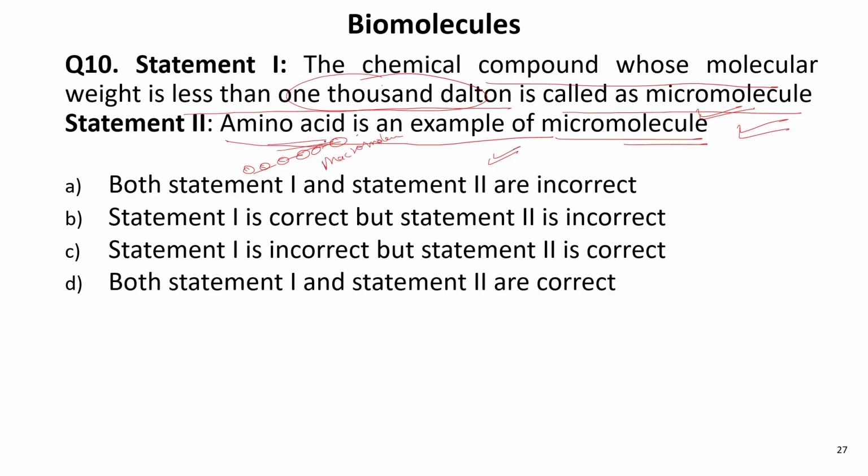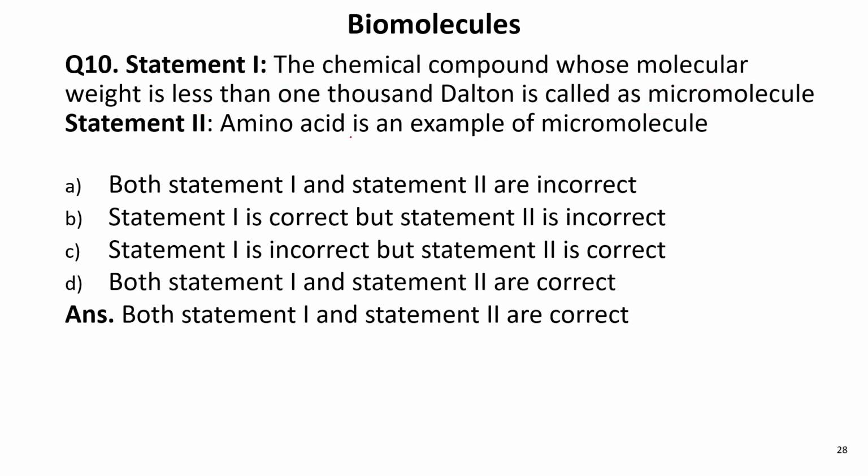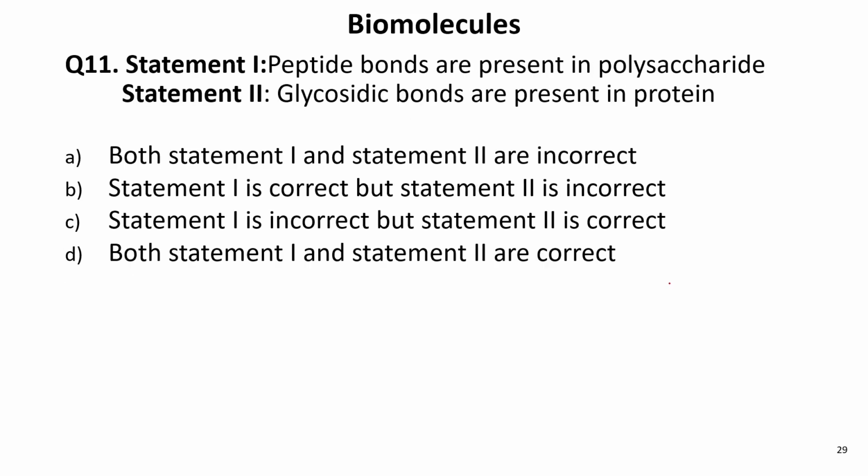So here, amino acid is a micromolecule. So both statement 1 and statement 2 are correct. Next question. Statement 1 says peptide bonds are present in polysaccharide, and statement 2 says glycosidic bonds are present in protein.